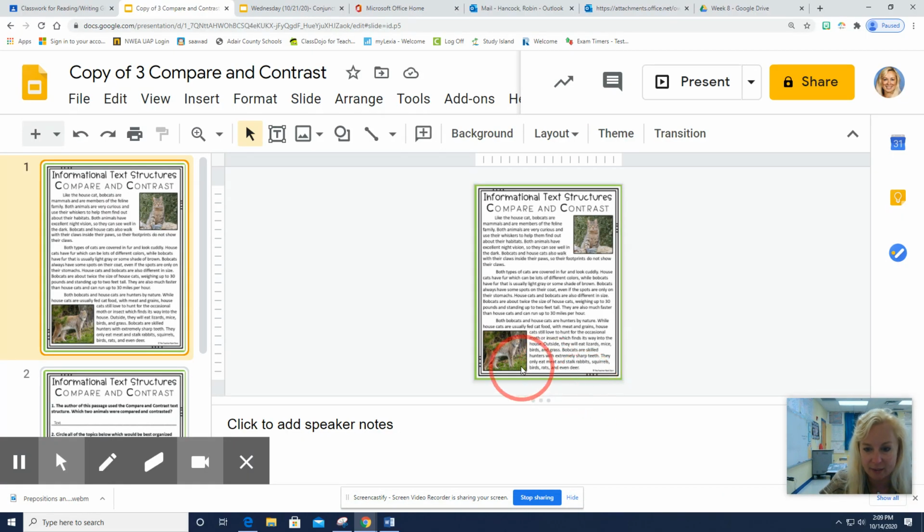I'm going to take it back down again. Bobcats are skilled hunters with extremely sharp teeth. They only eat meat and stalk rabbits, squirrels, birds, rats, and even deer.